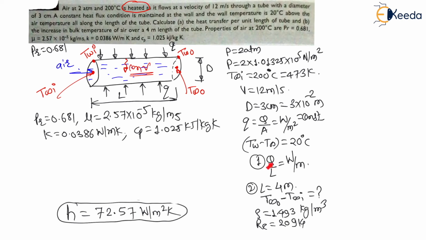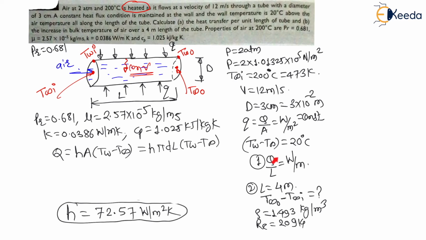Now the first question is, what is the heat transfer per unit length? Here this convection heat transfer is between the wall temperature T wall and the surrounding fluid temperature T infinity. Therefore this heat transfer by convection can be written as h into area into T wall minus T infinity, where the area available for convection is the surface area of this cylinder. Therefore it will become h into pi d L into T wall minus T infinity.